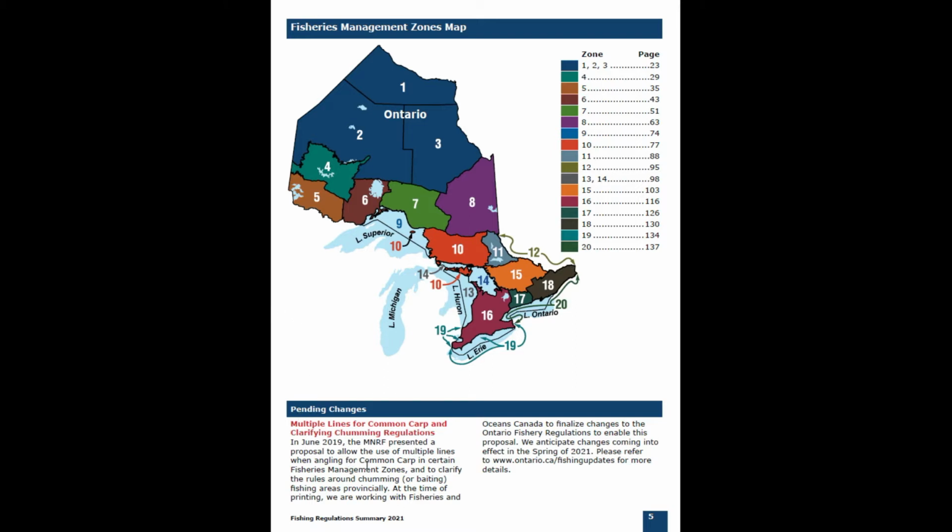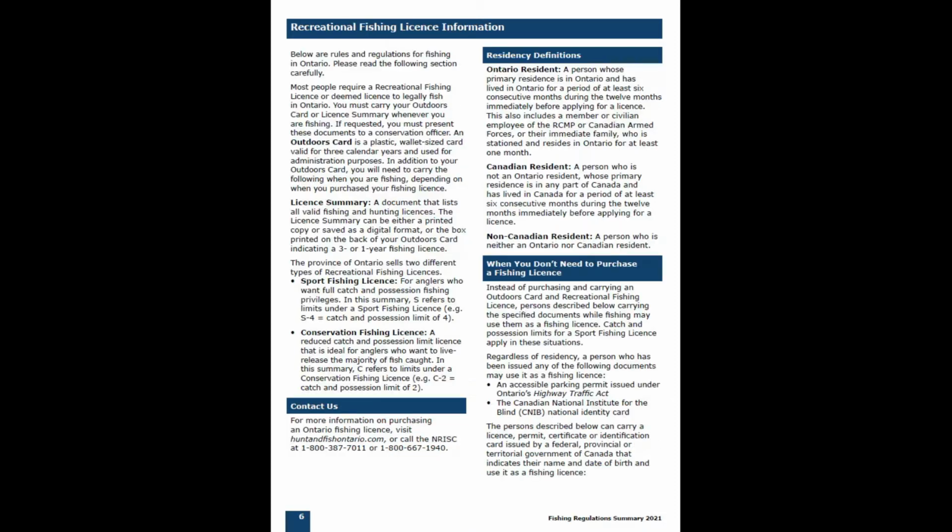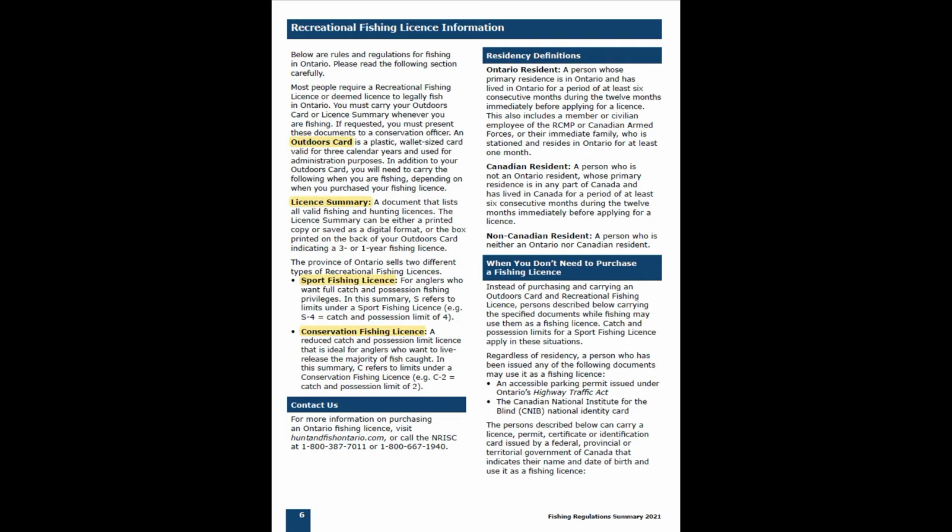There appear to be some pending changes for multiple lines for common carp and clarifying chumming regulations. So those are coming. It says spring of 2021. So when those changes happen, we'll try to update people if we're going for carp. But in the meantime, just note that if you are going for common carp or using chumming to catch fish, changes are coming.